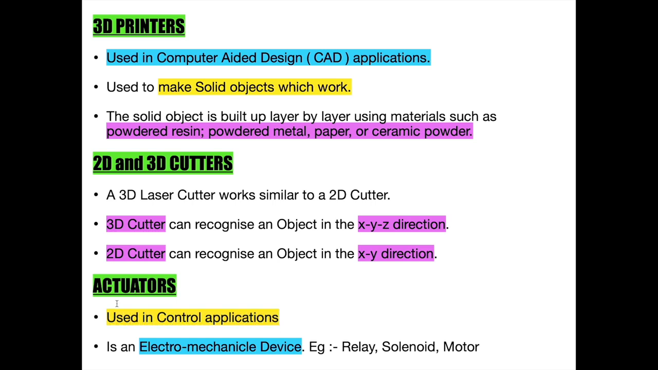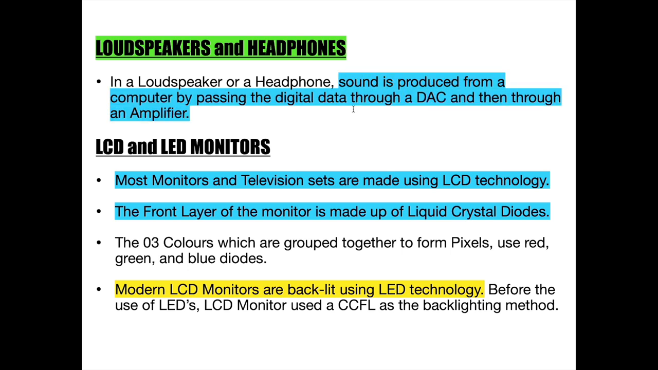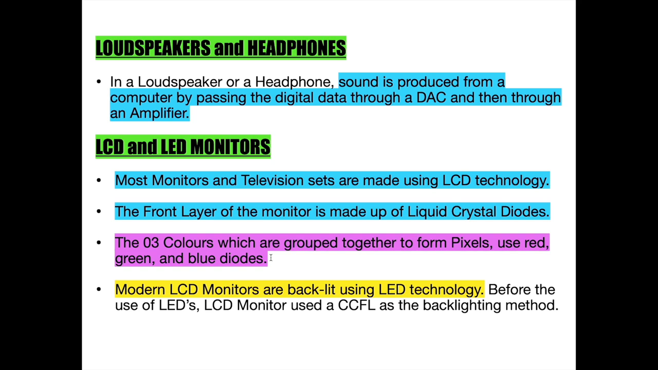Let us now go through the devices, loudspeakers and headphones. In a loudspeaker or a headphone, sound is produced from a computer by passing the digital data through a DAC and then through an amplifier. Well, this is a general idea about these two devices. Now let us talk about LCD and LED monitors. Most monitors and television sets are made using LCD technology. The front layer of the monitor is made up of liquid crystal diodes. The three colors which are grouped together to form pixels are red, green, and blue diodes.